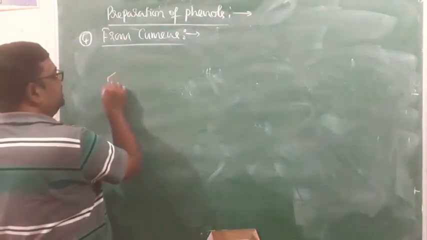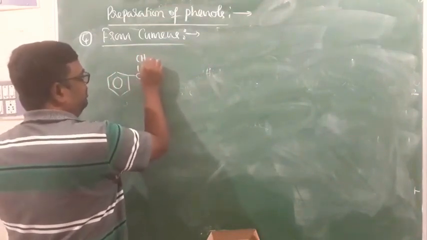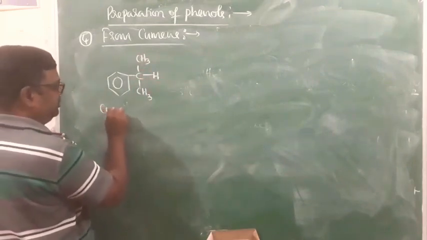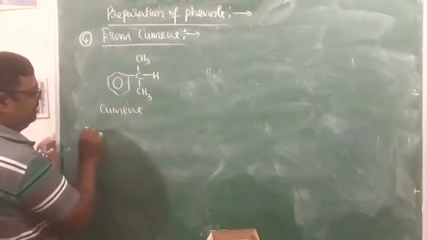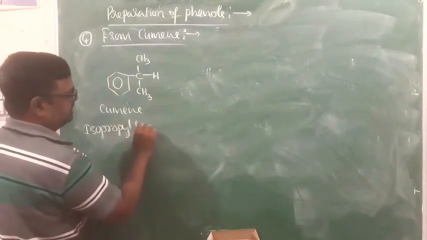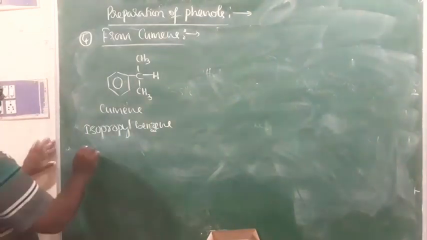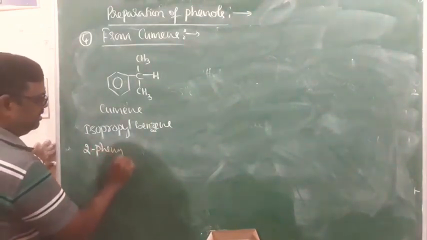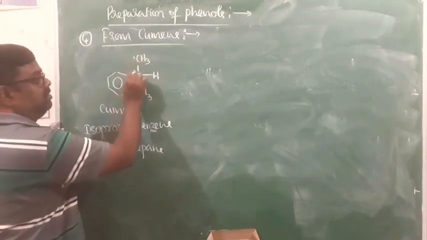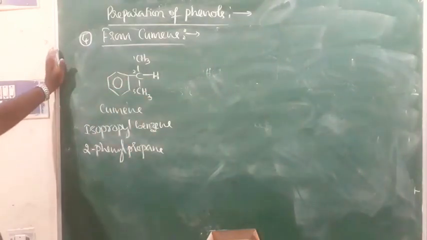As far as cumene is concerned, this is isopropyl benzene. You call it cumene, and this is also named isopropyl benzene, the chemical name of this particular compound. Or you name it as 2-phenyl propane. Its IUPAC name is 2-phenyl propane. Numbering 1, 2, 3, the second position has the phenyl group, so it is 2-phenyl propane or isopropyl benzene.